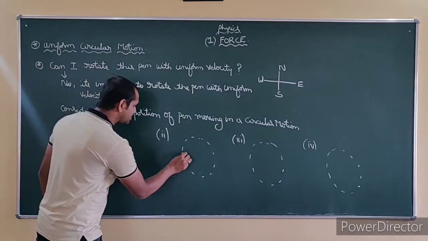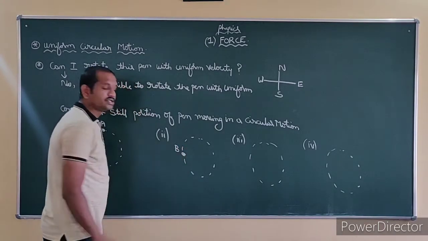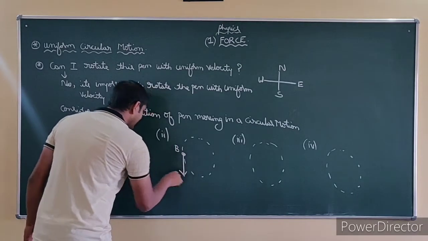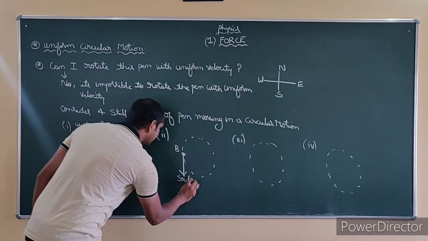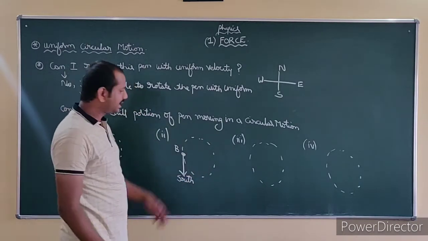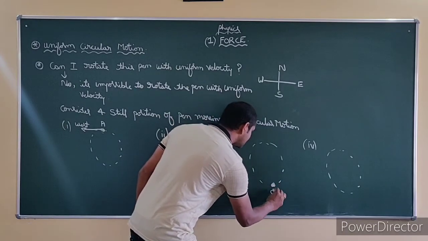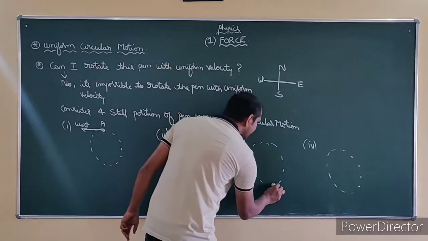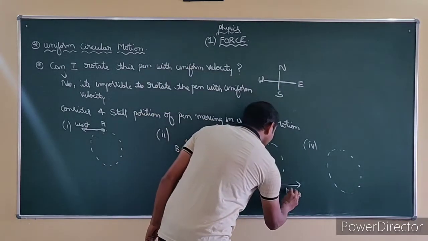Now consider it was here in position B. How does the pen move when it is here? The pen moves in the direction we call south. Next, I will consider when it is here, in a circular motion. So what is the direction now? This is the direction of the pen. So it will be towards east.